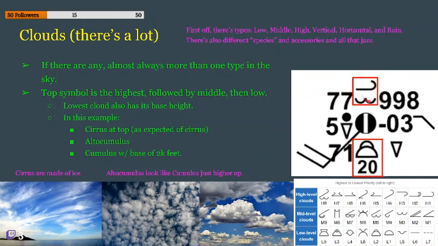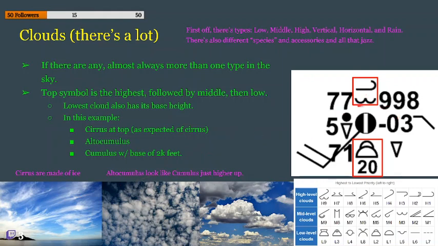In this example, and with all weather stations, if it's able to be reported, the highest level cloud will be on top, the middle cloud in the middle, and the low cloud at the bottom. I don't think I need to explain where. The lowest cloud will also have its base height underneath it. So in the example here, you have cirrus at the top, which is expected, since cirrus are high level clouds, always made of ice.